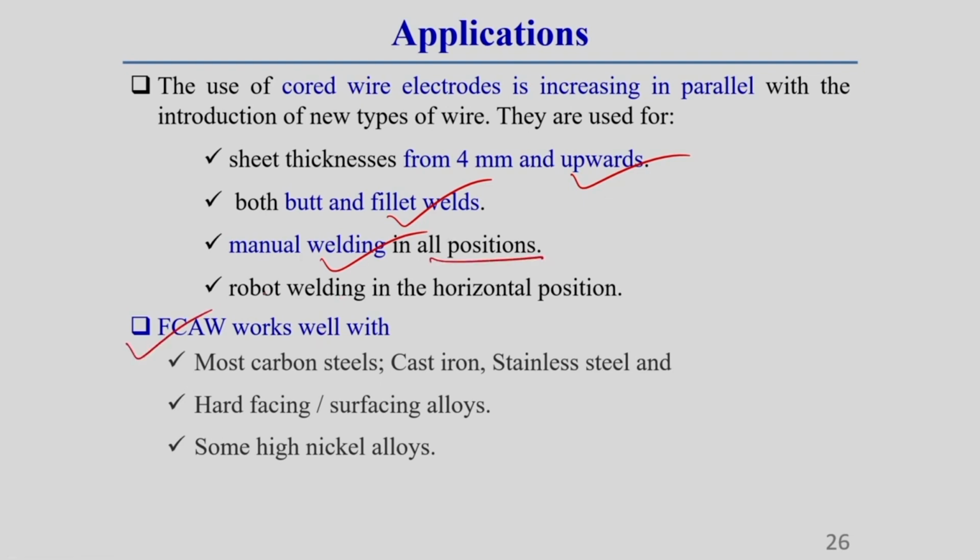Flux core arc welding is generally used on carbon steel, cast iron and stainless steel. It can be used on high nickel alloy. It can also be used in hard facing and surfacing alloy. So this is all about the flux core arc welding process.